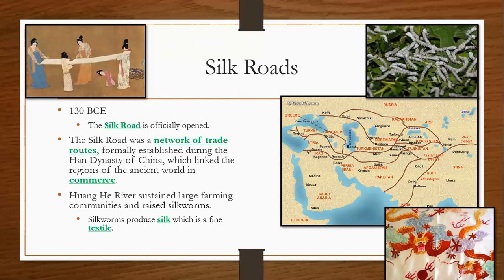But China is going to hold on to the secret of making silk because they know how much money they can make from it, so they only will trade the finished product. They will never want to trade the worms or the secrets of how they actually make it. So that's a pretty interesting little tidbit right there for you.